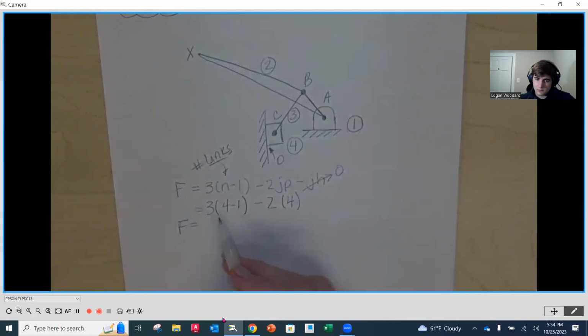Going left to right, order of operations, taking us back. So this is going to be 3 times 3 is 9. 9 minus 2 times 4 is 8. So what's our number? 1, right? So what does this mean to us?